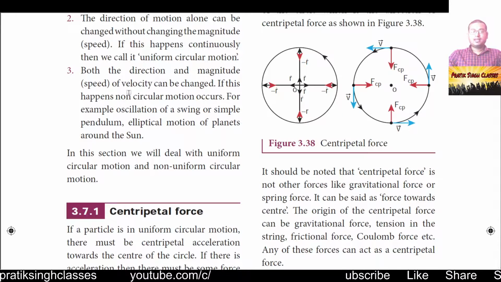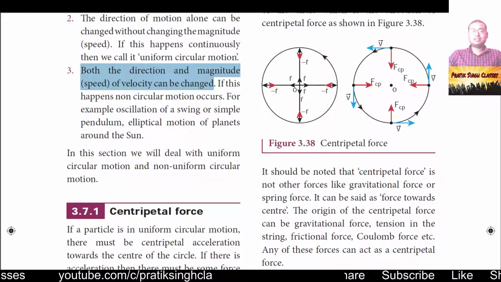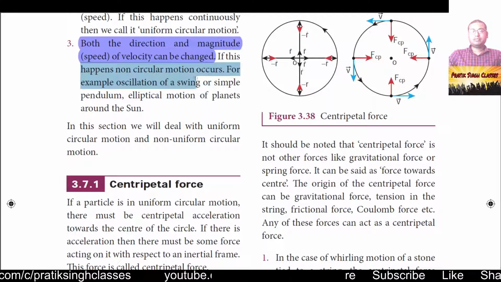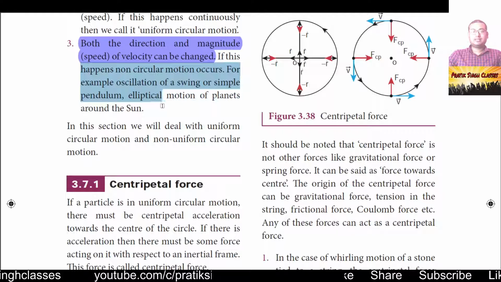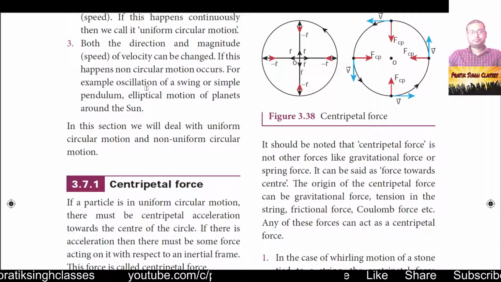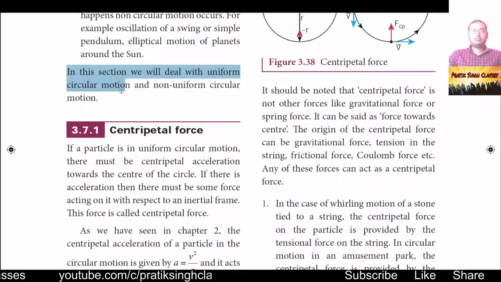And the third case is when both the direction and the magnitude of the velocity change. If this happens, non-uniform motion occurs. For example, the oscillation of a swing or a pendulum, or the elliptical motion of planets around the sun. About the elliptical motion of planets, you will study that in later lessons, in the topic of Kepler's planetary motion. In this section, we will deal with uniform circular motion and non-uniform circular motion.